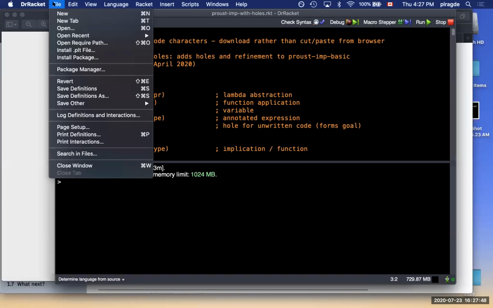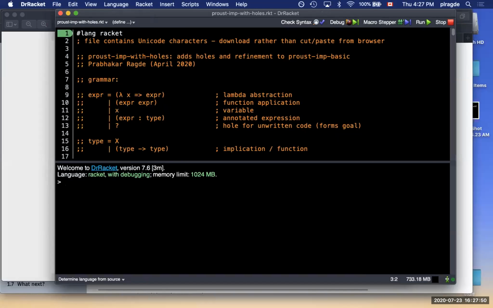This is, it says here, Proust imp with holes. And that's exactly what you'll be using. And there's just a warning at the beginning that because of the Unicode characters, some browsers don't deal well with them. So don't pull a file up in your browser and then cut and paste. It will not work properly. Use command click or right click or option click, whatever it is, to pull up the menu that says download this link rather than show it in the browser.